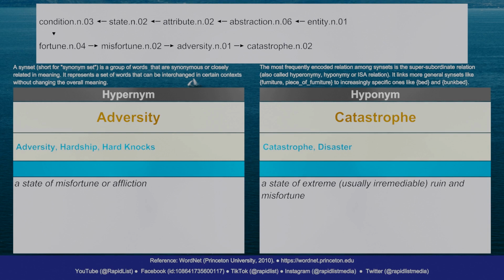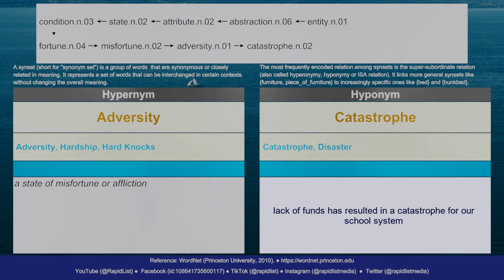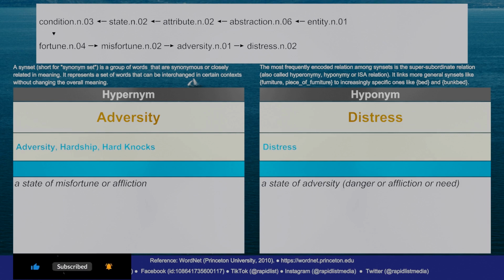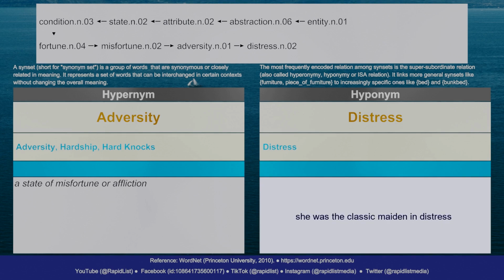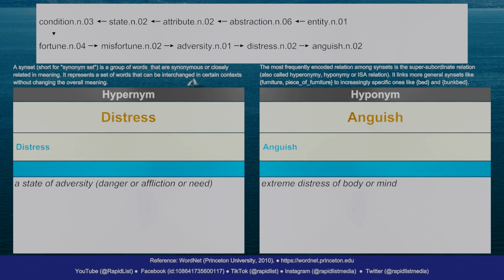Catastrophe. A state of extreme, usually irremediable, ruin and misfortune. Lack of funds has resulted in a catastrophe for our school system. Distress. A state of adversity, danger or affliction or need. She was the classic maiden in distress. Anguish. Extreme distress of body or mind. Pressure. An oppressive condition of physical or mental or social or economic distress.